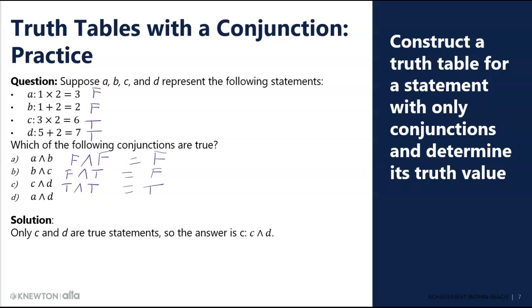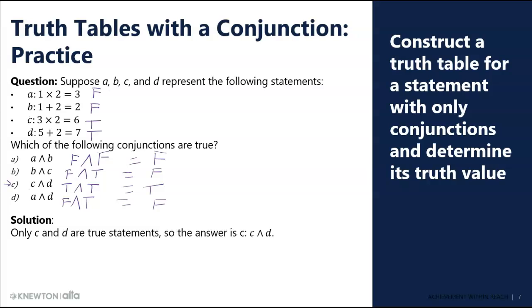And the last one is A and D. A is false. I don't even need to write down what D is. I already know my and is going to give me a false, but I'll complete this. So out of all of these, the only one that was true was the one that used C and D, because you need 2 true statements when you join with the connective and to create a true compound statement.